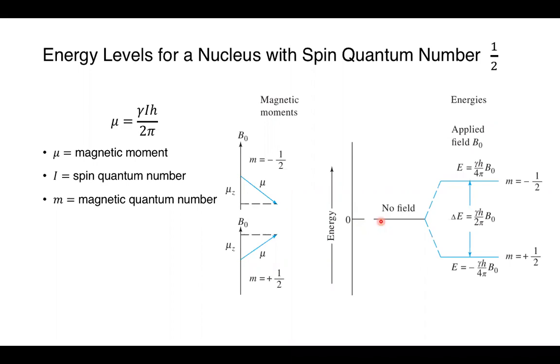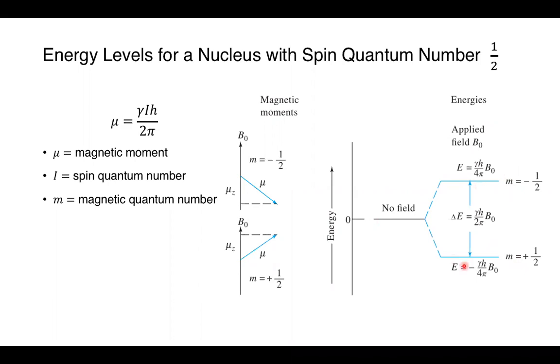Now, if we apply a magnetic field B0, the one that I talked about being necessary to create this split in the energy levels, we create two new energy levels, one where the magnetic moment is spin down and one where the magnetic moment is spin up. This is from the magnetic quantum number M, which hopefully you came across in your physical chemistry. Basically just the magnetic quantum number.